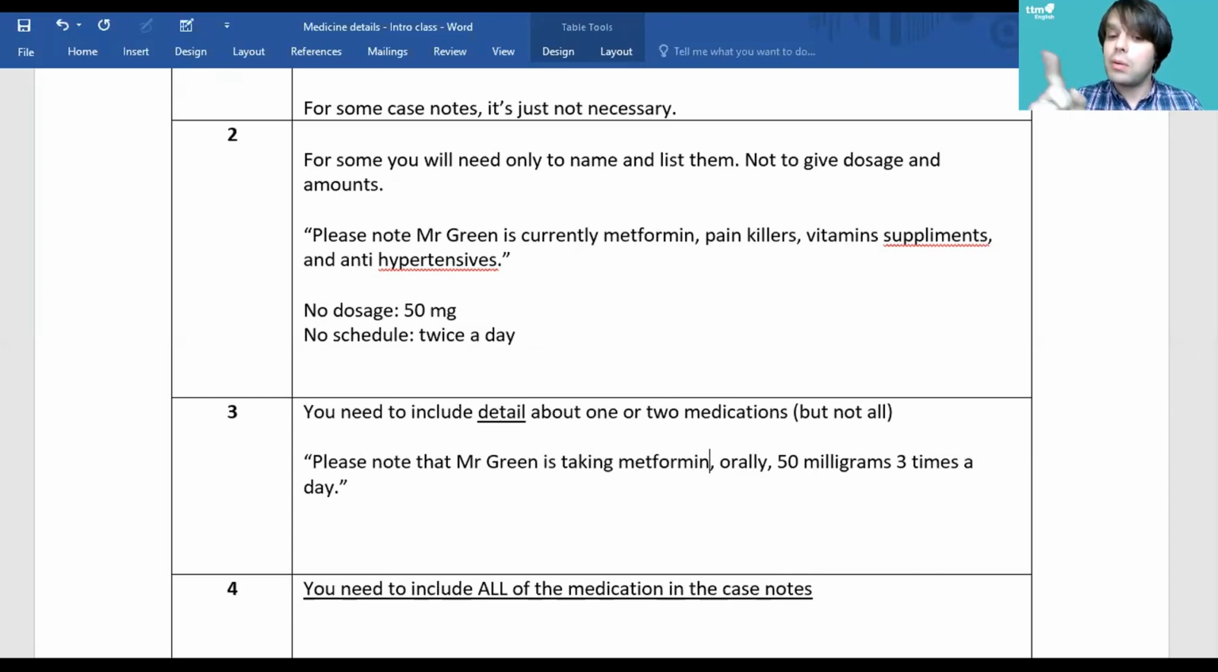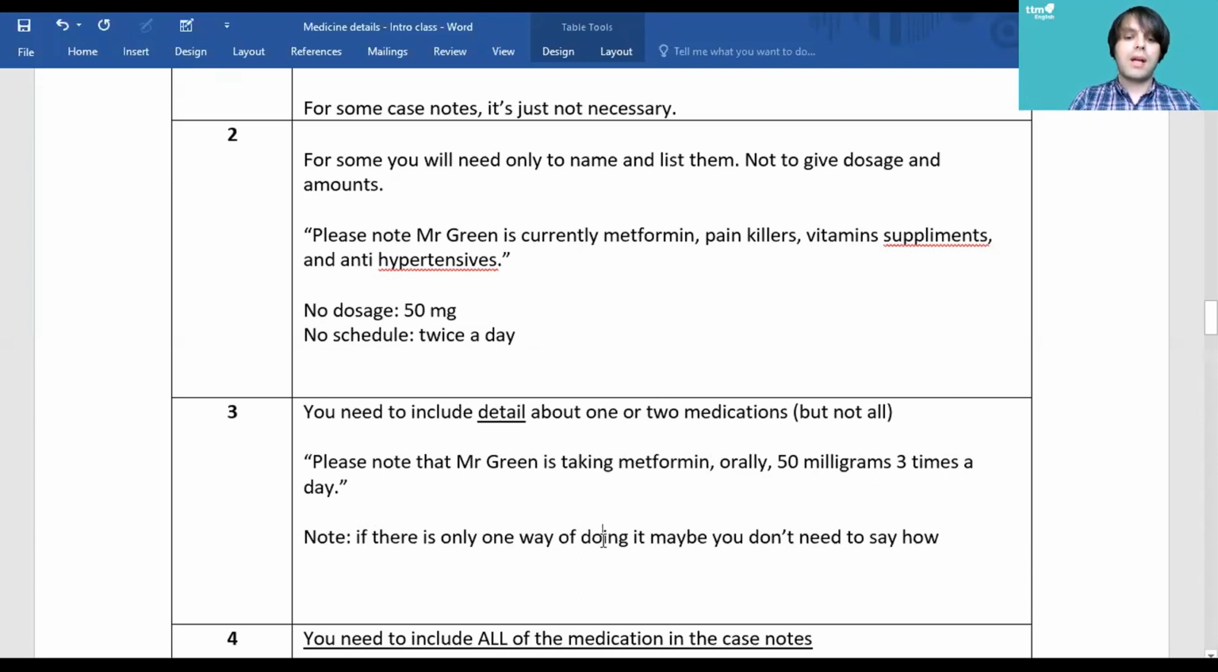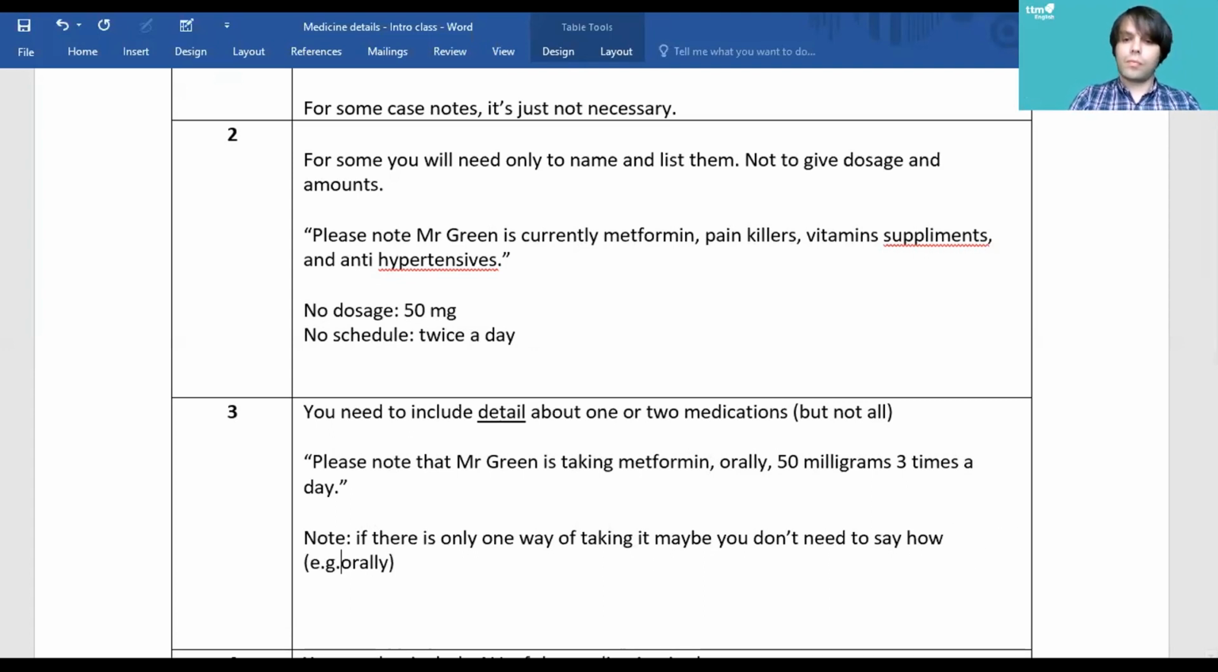Well, that's a good point. I'm going to put that as a note, right? Note. If there is only one way of doing it, maybe you don't need to say it, right? Of administering it. I'll just say doing it. Maybe you don't need to say how. By doing it, I mean taking it. So, for example, here orally. In such a situation, if the dose is increased or adjusted, we need to tell the new dose as well.